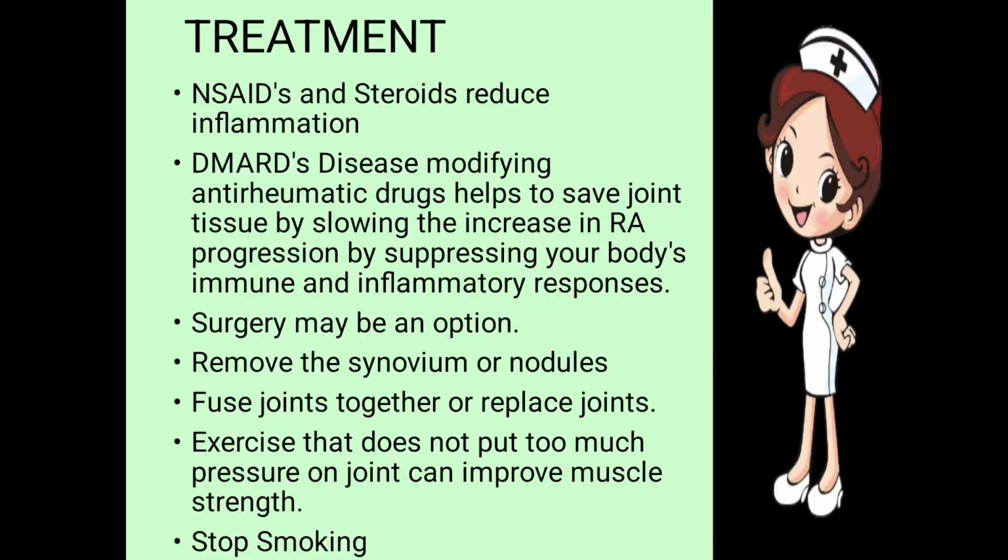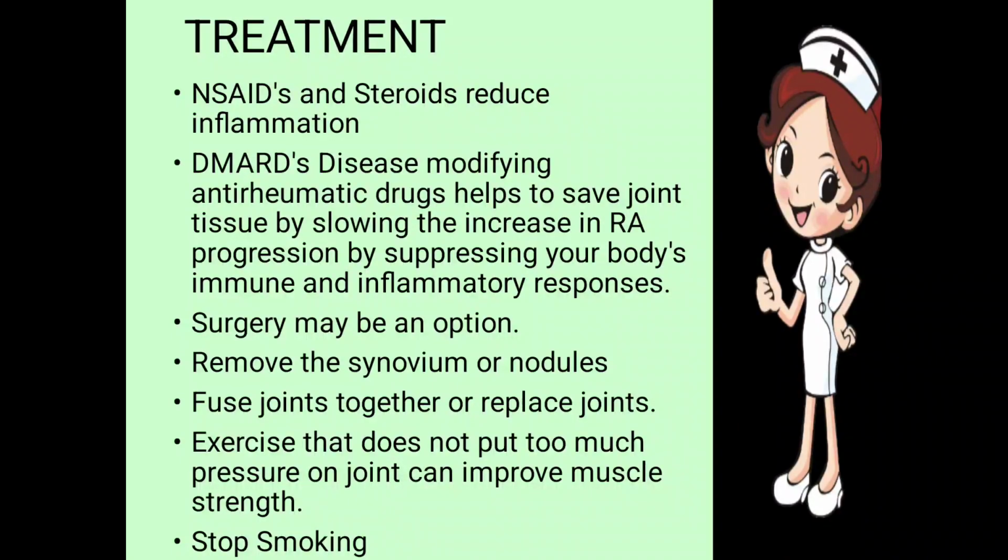DMARDs, disease modifying anti-rheumatic drugs, help to save the joint tissue by slowing the progression of RA, by suppressing our body's immune system and inflammatory responses. So DMARDs are given to the patient so that they will save the joints, but they also affect the immune system of the body. The immunity of a patient gets weak by taking these kinds of drugs, but they can save the joint, so it is very important to take them.